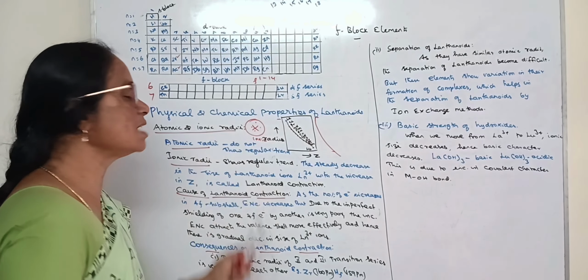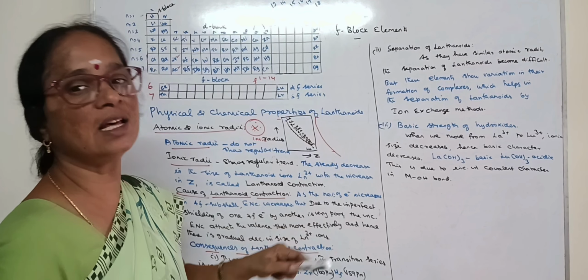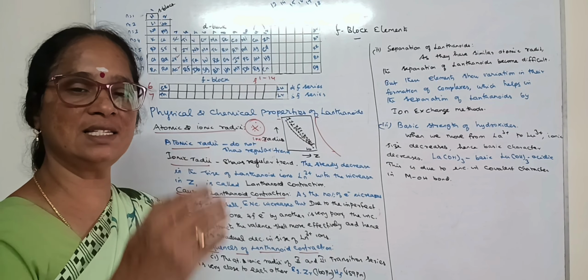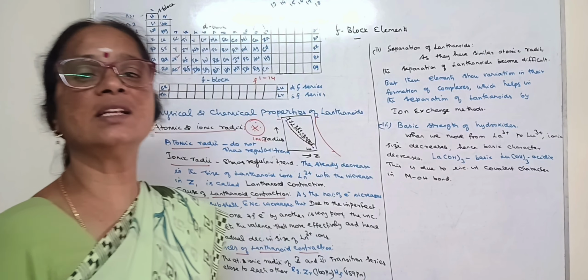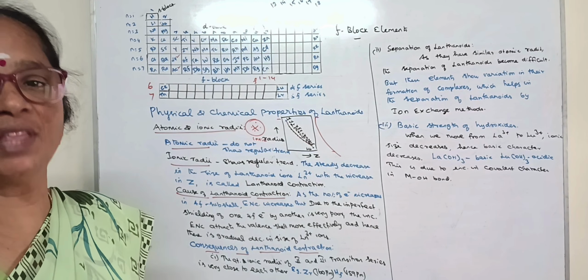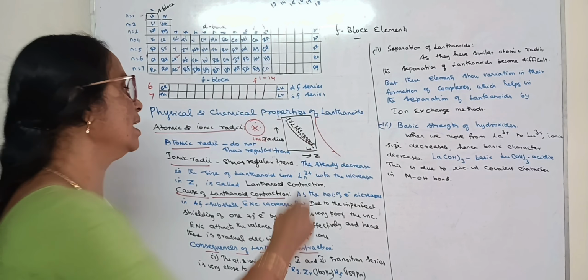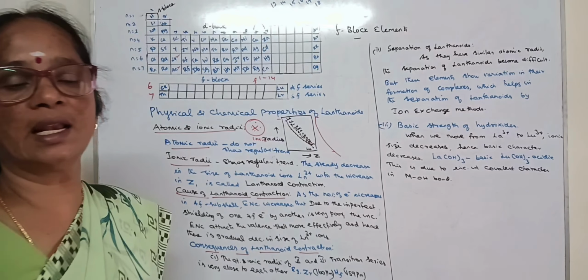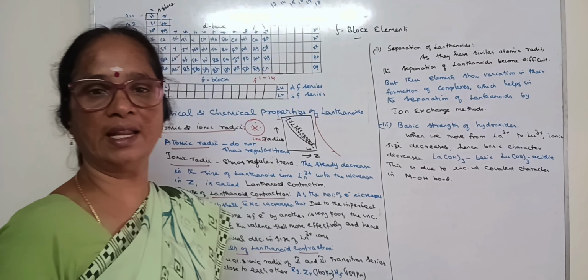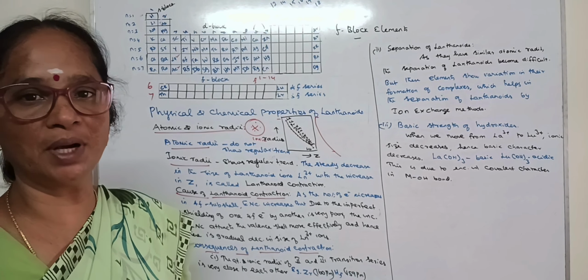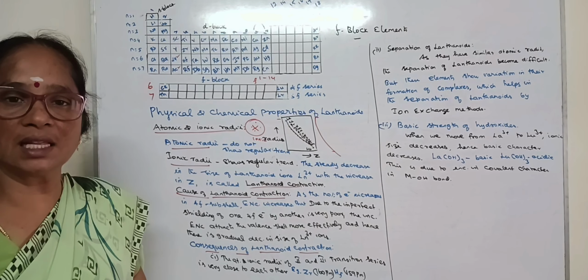But because of the imperfect shielding of one 4f electron by another 4f electron, the increasing effective nuclear charge can cause the attraction of valence electrons towards itself. Therefore, the electron cloud shrinks. That makes the regular decrease in the ionic radii of lanthanides. Such regular decrease in ionic radii with the increase in atomic number is said to be lanthanoid contraction.